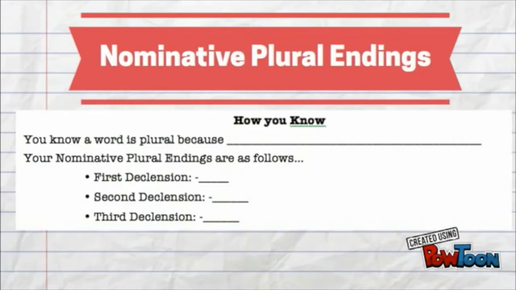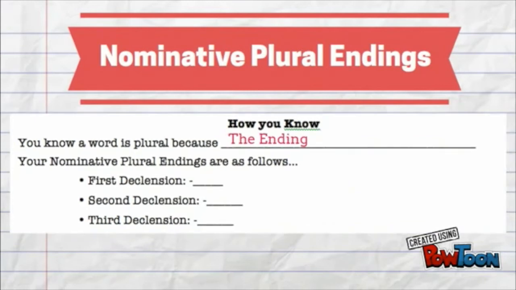So like all things in Latin, the ending is going to tell us that we should say girls instead of just girl. Now, if I want to make a first declension word nominative plural, I add an AE onto the end. If I want to make a second declension word plural, I add an I onto the end. And if I want to make a third declension word plural, then I add an ES onto the end. Now I know that the first and second one look a lot like the genitive, but that's just a coincidence. Okay, make sure you have these written down.